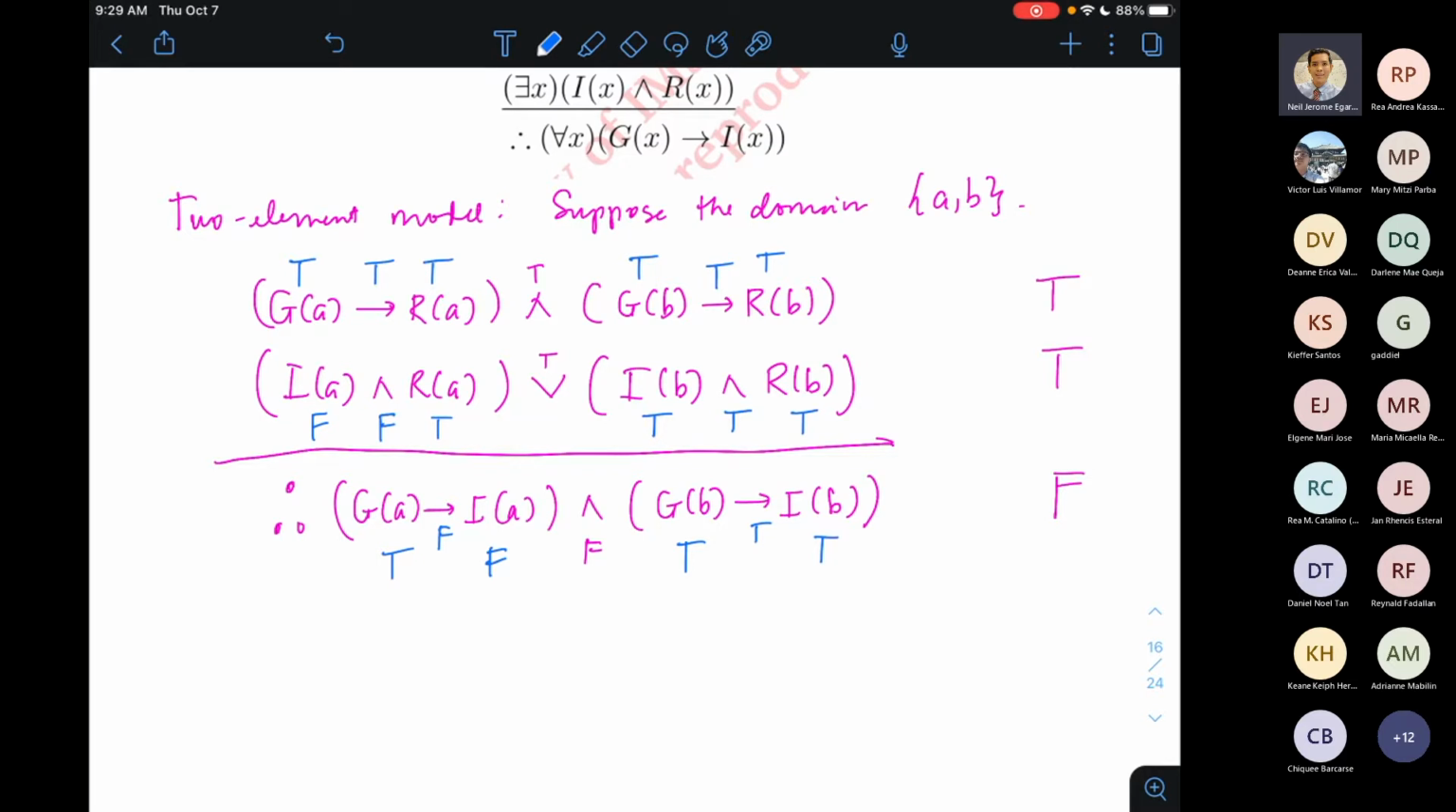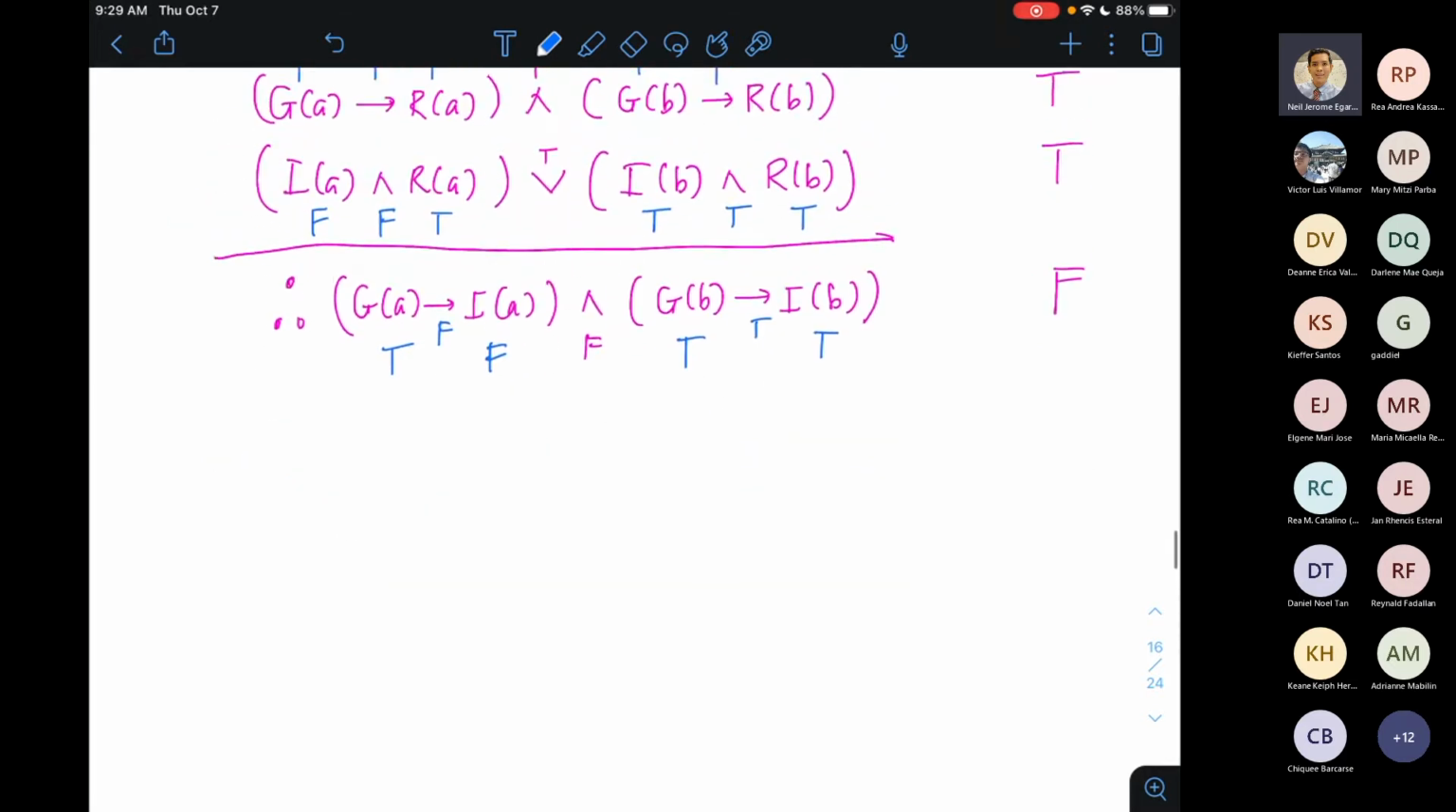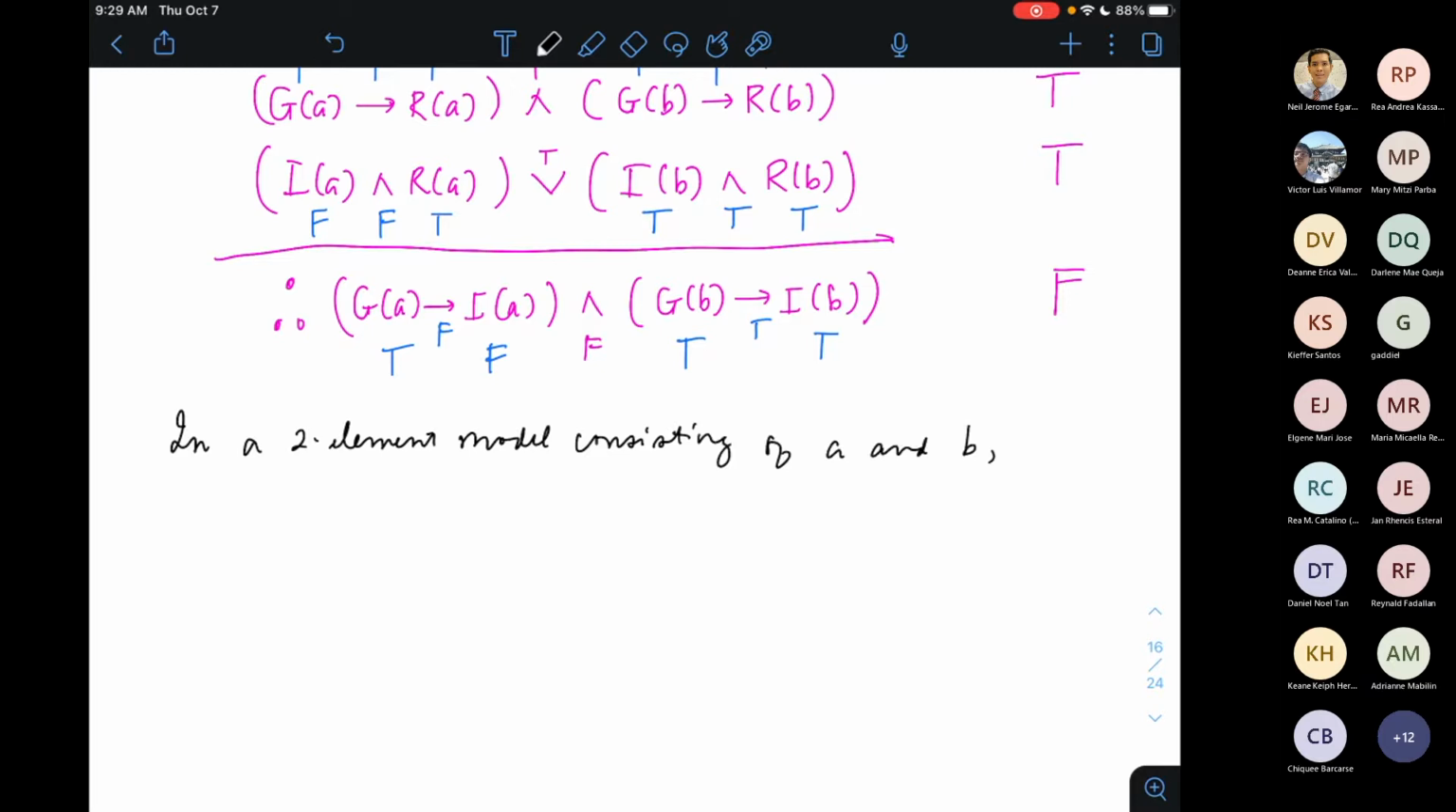Okay. So maybe you can formalize your statement here. So we can say in a two-element model, consisting of A and B, assigning the following truth values leads to true premises, but false conclusion.